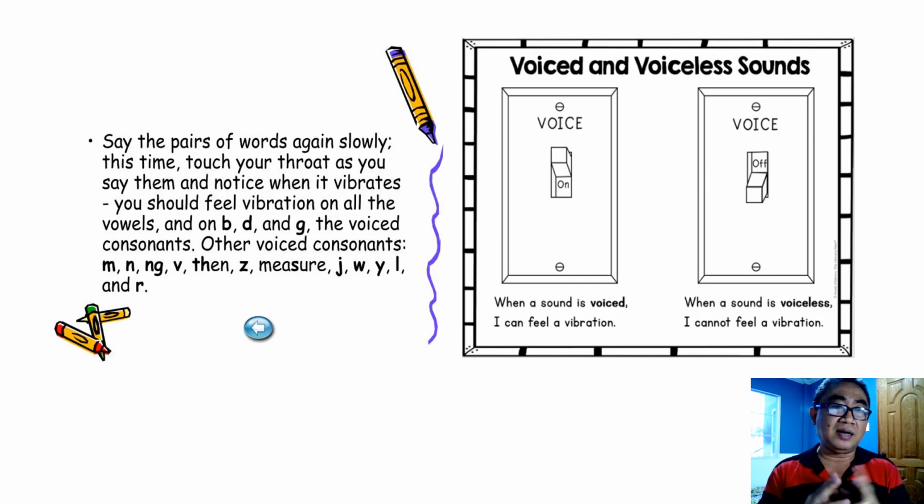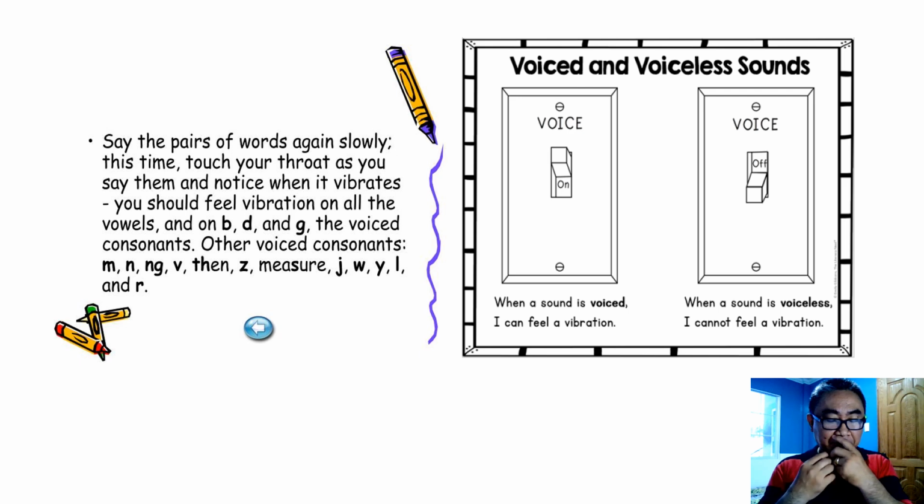So say the pairs of words again slowly. This time, touch your throat as you say them and notice when it vibrates. You feel vibration on all the vowels and on the voiced consonants: B, T, K. Other voiced consonants are V, Z, and the sound in measure. These are exactly voiced consonants.